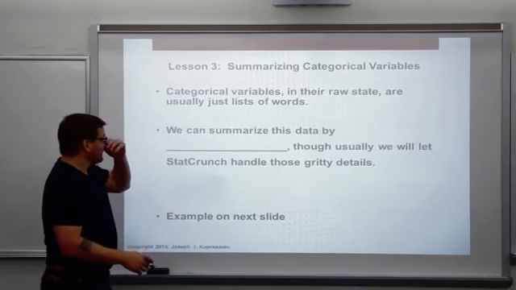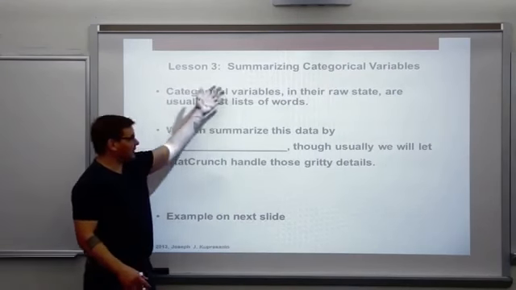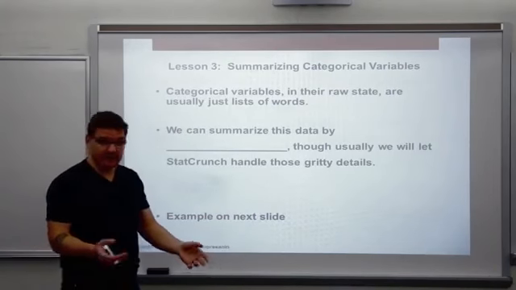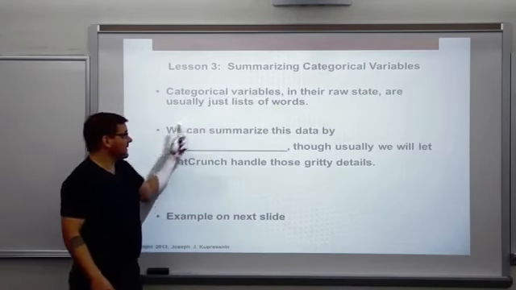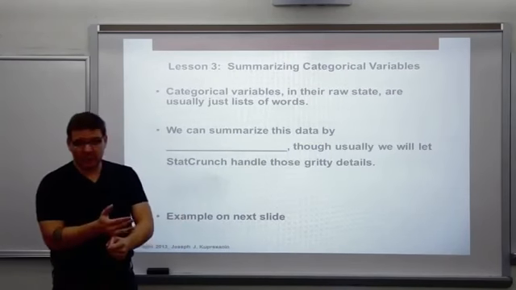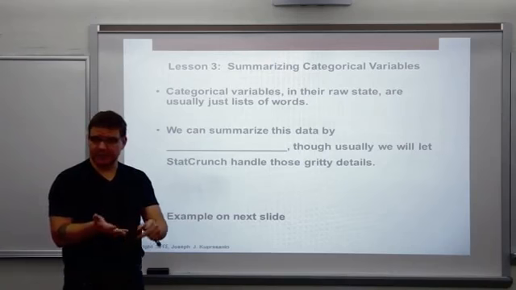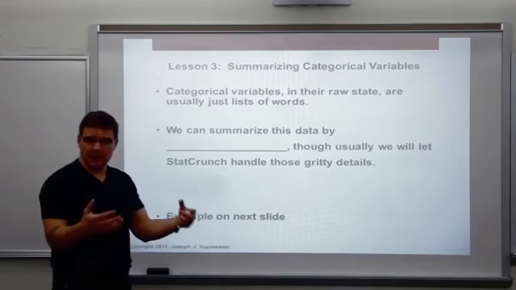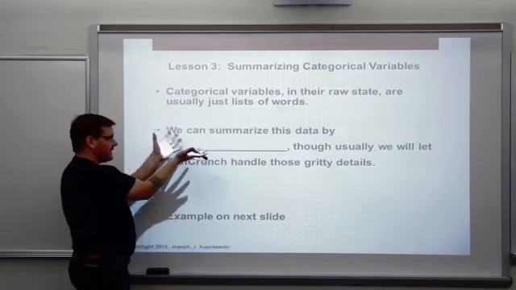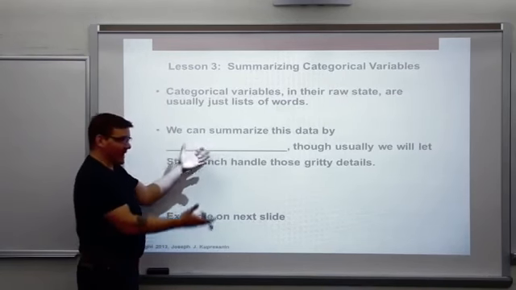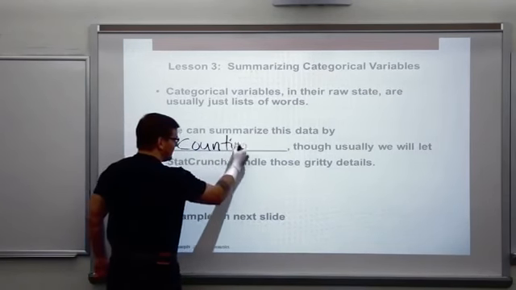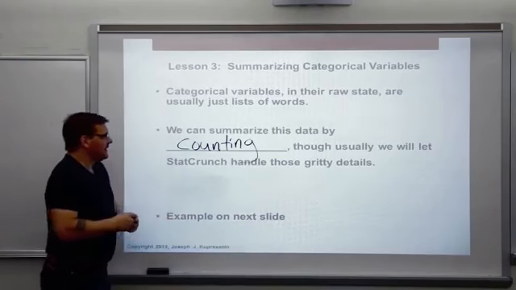Summarizing categorical variables. If we're looking at categorical variables, let's collect some data, maybe put it in a spreadsheet, load it into StatCrunch. You'll usually be looking at just lists of words. Now remember, categorical variables are typically words, but you could have numbers if you're using a coding system to number your outcomes. So usually we're looking at lists of words, and like I said, we can summarize this data by counting things up.